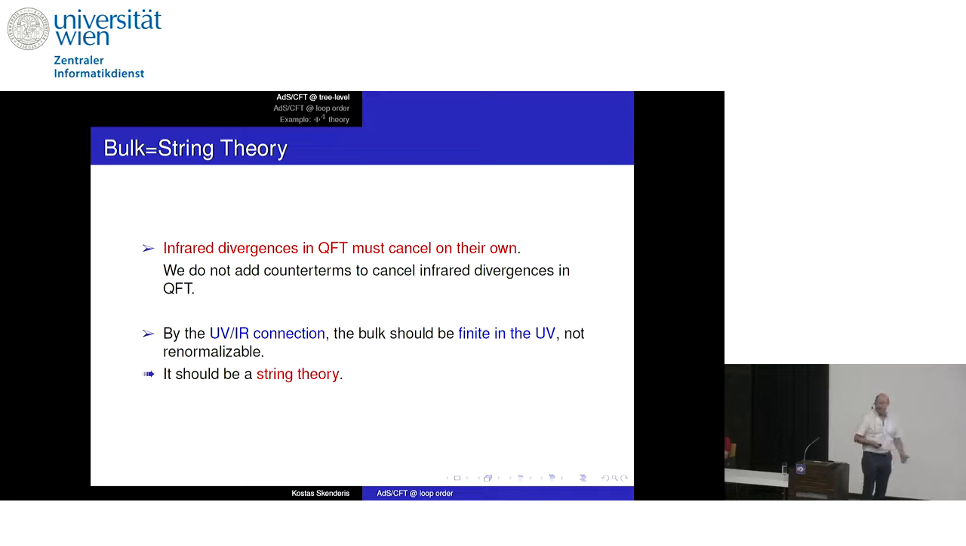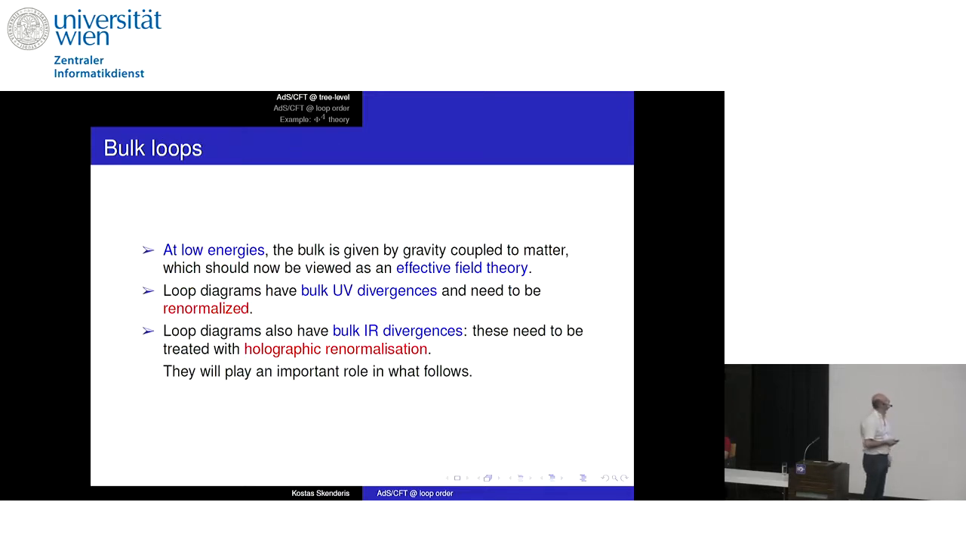Of course, in actual computations, we do this at low energies with some supergravity Lagrangian. So we have some gravity theory coupled to matter. So this should be viewed as an effective field theory. And in that context, of course, the loop diagrams in the bulk on the gravity level do have infrared divergences and need to be renormalized.